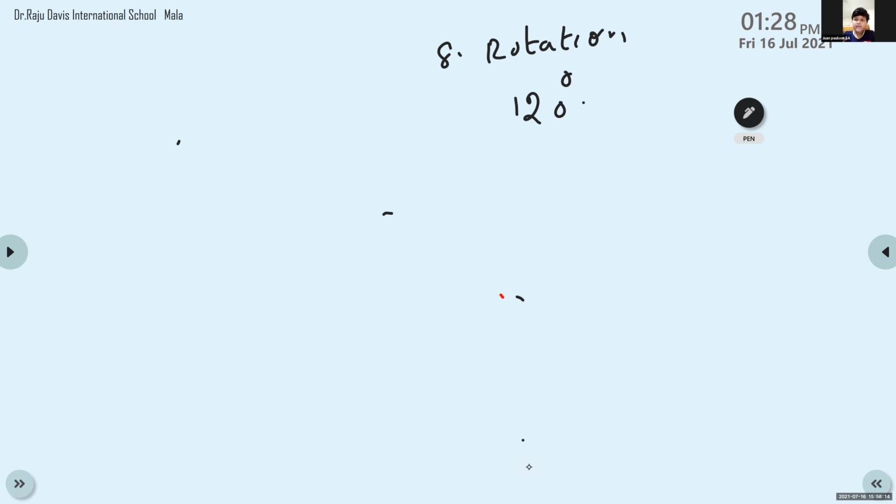Ma'am, that will be straight. Yes, it will be straight. Which type of turn is it? Clockwise or? Ma'am, first the line was like this. The arrow was pointing like this.